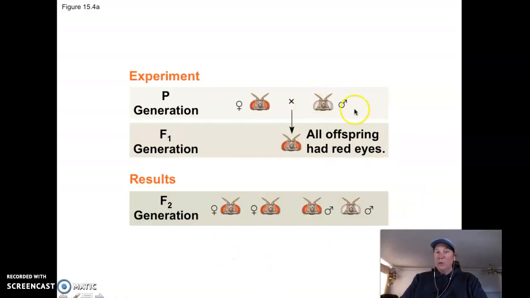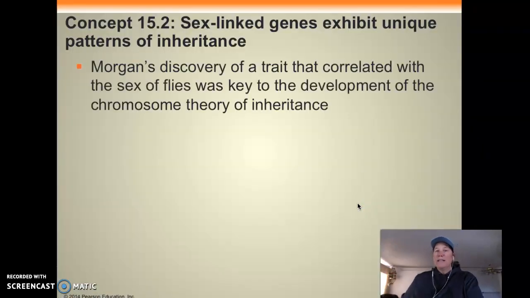Okay, so here they showed it again. We have red eyes and white eyes, and then we have all red eyes in the thing. But if you notice, the females don't have white eyes, just the males. So that's called a sex-linked trait. Okay, sex-linked genes, they have a unique pattern. Again, in his discovery, and that's the biggest thing Morgan's known for, is discovering that the trait correlated with the sex of the flies. Again, it's part of the chromosome theory of inheritance. You got it from the inheritance, but now it's specifically on the sex-linked, those last chromosomes.